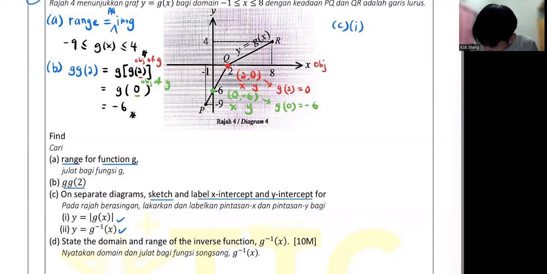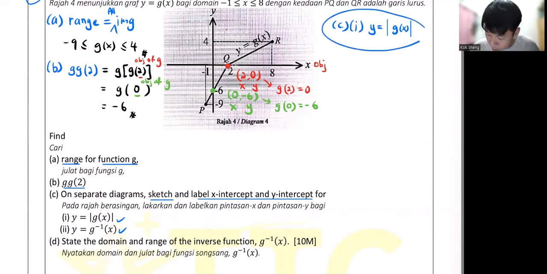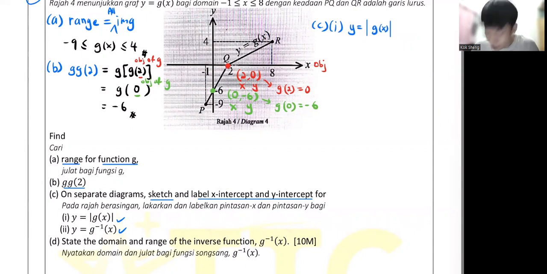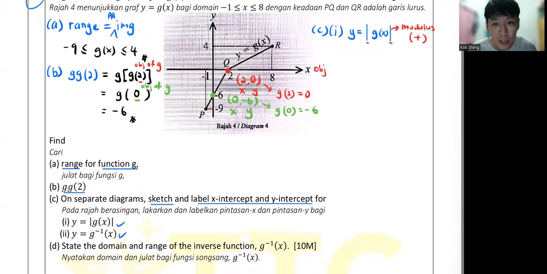The equation of the graph. Wow, long time no see. Sorry. Continue. Okay, now these 2 lines, long time no see. Modulus. Okay, modulus, which means you have to change it to become positive.